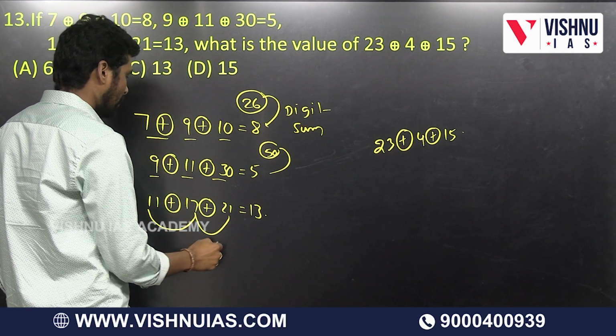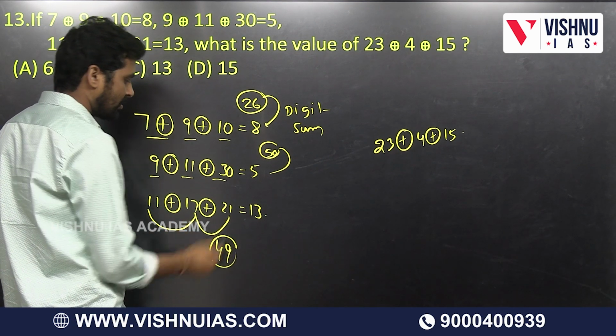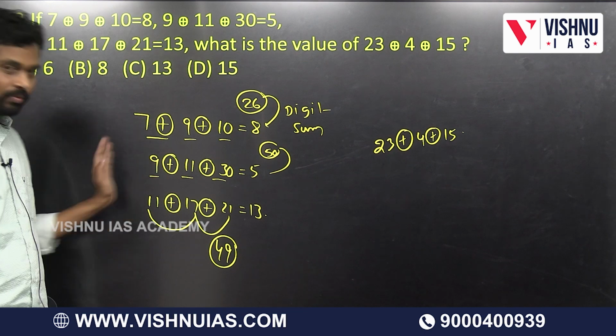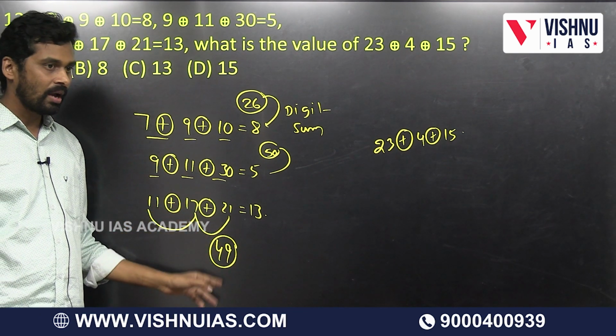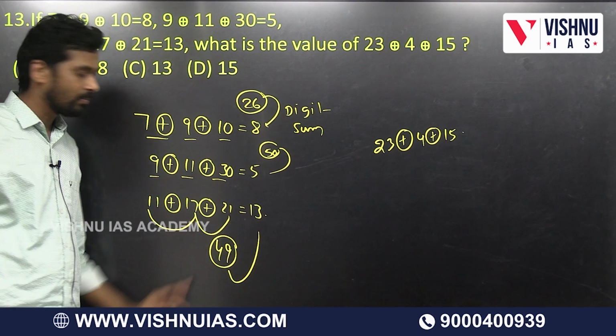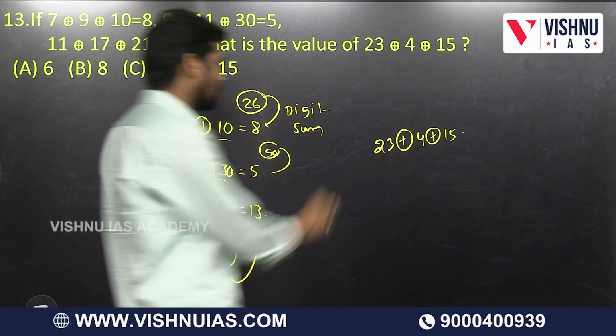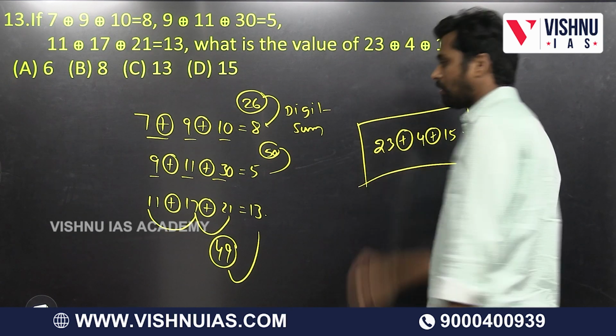This is 28 and 49. The digit sum is the sum of these numbers. First we take the sum of all the numbers. So 11 plus 17 plus 21 is 49, and then from there we take the digit sum of the number. 4 plus 9 is what? 13. Okay, so by applying the same logic, tell me the answer for this one.